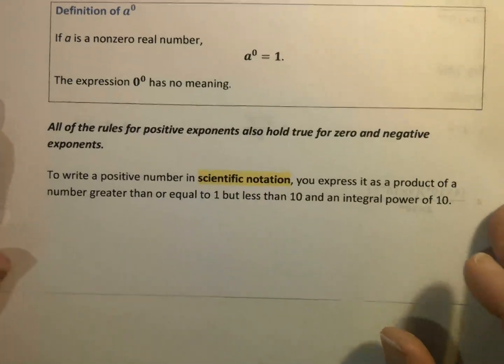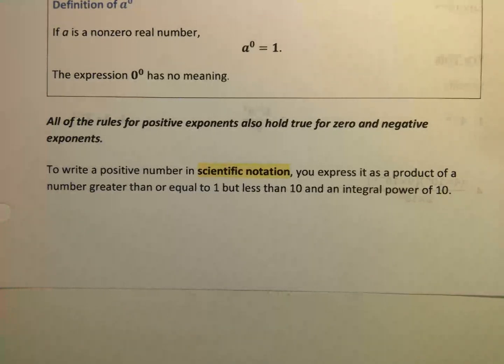Okay, all of the rules for positive exponents also hold true for 0 and negative exponents. So as far as adding the exponents when you're multiplying the base, it doesn't matter if they're negative or 0, it still works the same way. If you're raising an exponent to another exponent, you're multiplying, and it still works the same way.